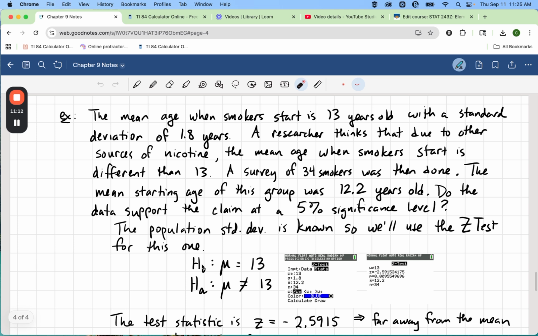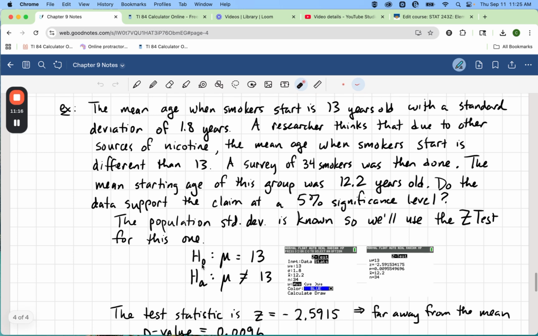The mean age when smokers start is 13 years old with a standard deviation of 1.8 years. A researcher thinks that due to other sources of nicotine, the mean age when smokers start is different than 13. So a survey of 34 smokers was then done. The mean starting age of this group was 12.2 years old. Do the data support the claim at a 5% level of significance?